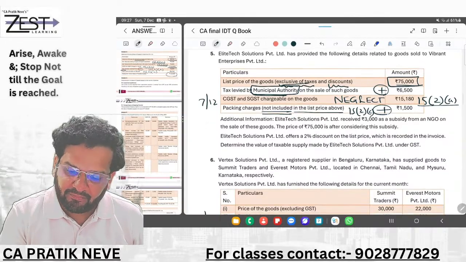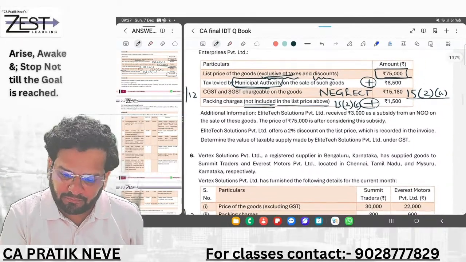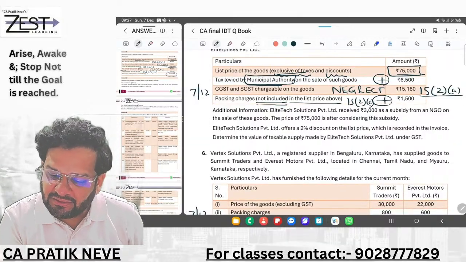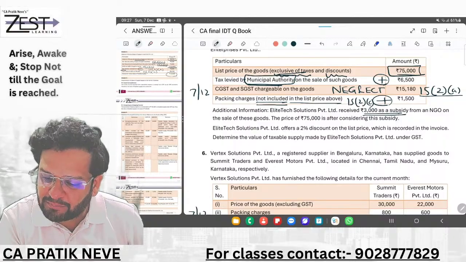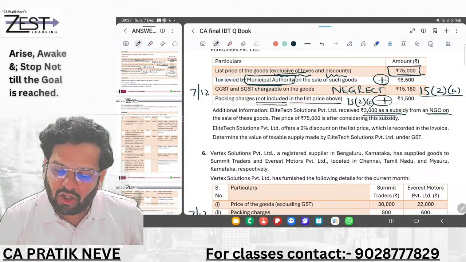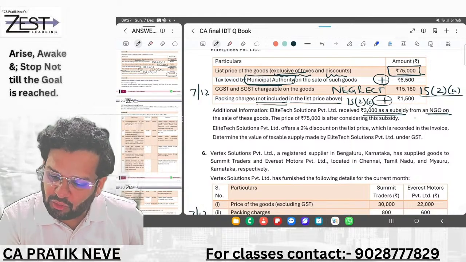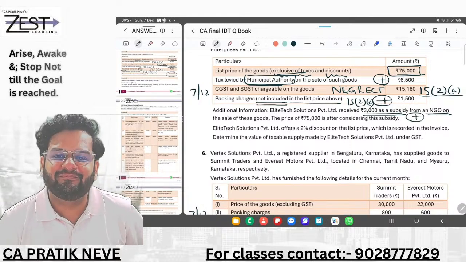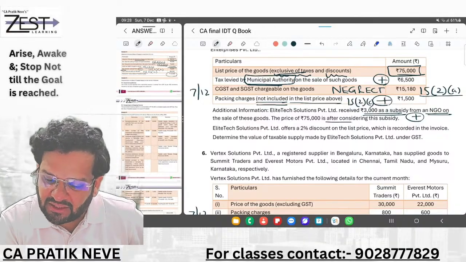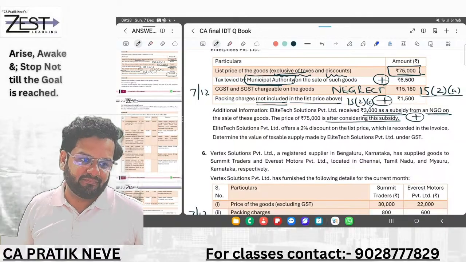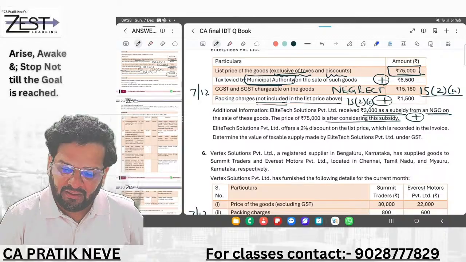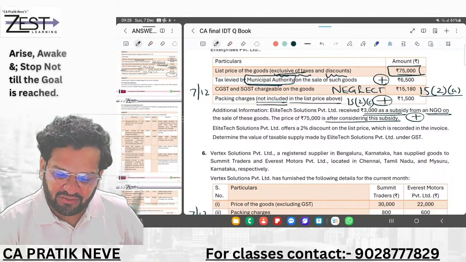Okay. Additional info. Elite Tech Solutions Private Limited received 3,000 as subsidy from NGO on sale of these goods. So what you will do? You will add. The price of 75,000 is after considering this subsidy. Clear? So you will add, same thing like last question.